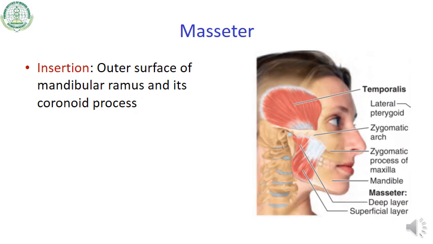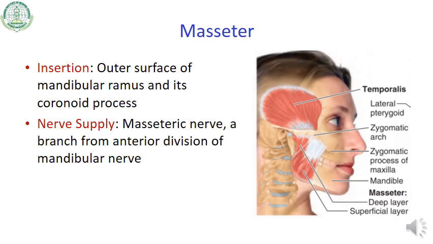Now insertion of the masseter. You can see here, this is the insertion of masseter. It is inserted on outer surface of ramus of the mandible and its coronoid process. So outer or external surface of coronoid process and the ramus of the mandible.